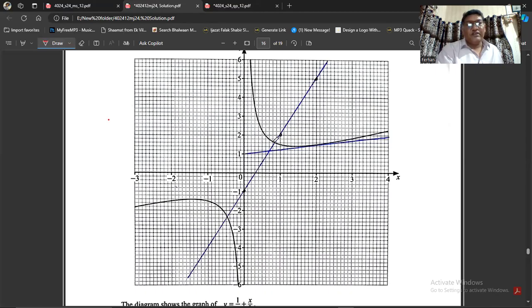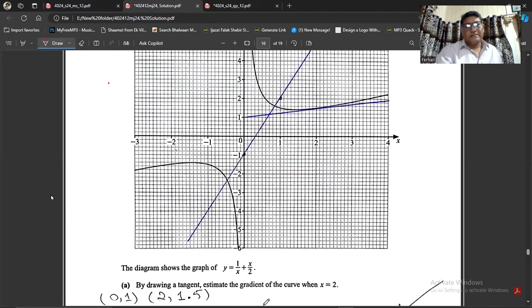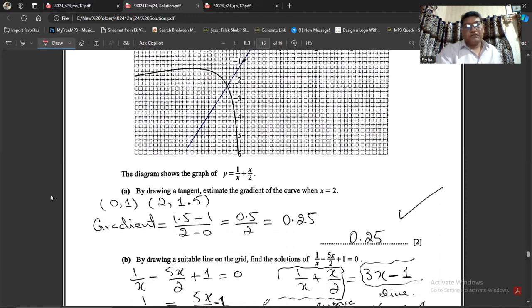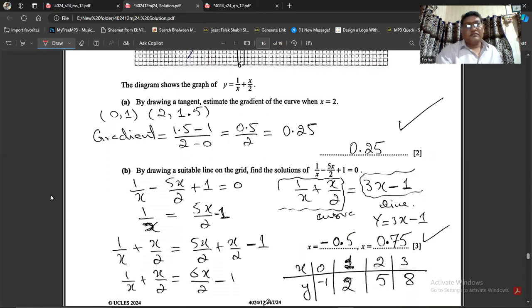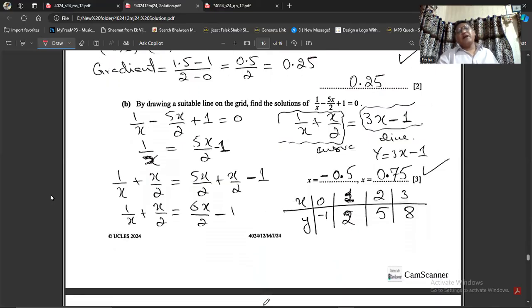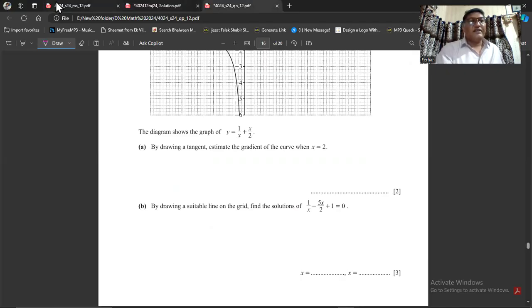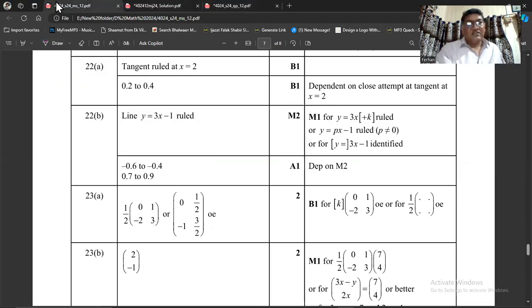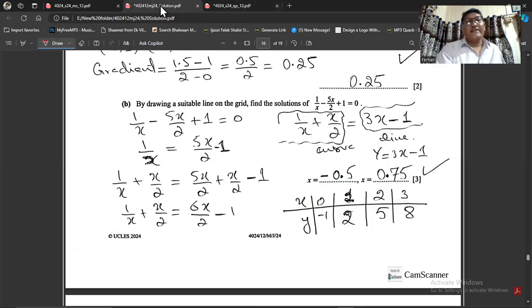Okay. So basically they want me to find out the solution. So the solution will be this point and this point, okay? So the answer will be minus 0.5 and 0.75. These are the points of intersection of that line and that curve. So let's check. So our answers are in these ranges. So this answer is right, sir.